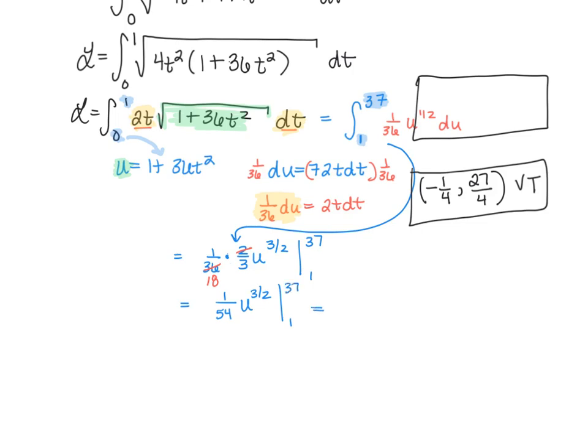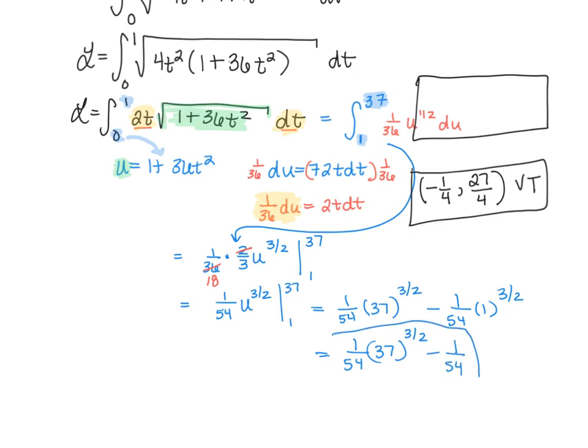So now I have 1 over 54 times 37 raised to the 3/2 minus 1 over 54 times 1 to the 3/2. Luckily that's just going to be a 1. So I'm left with 1 over 54 times 37 to the 3/2 minus 1 over 54. And I'm going to leave it like that. You could clean this up a little more, if you really wanted to.